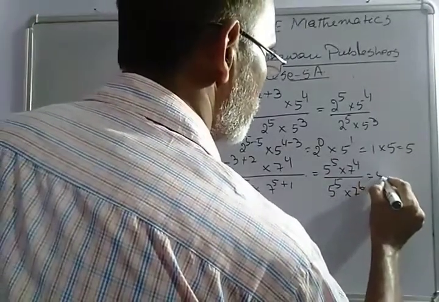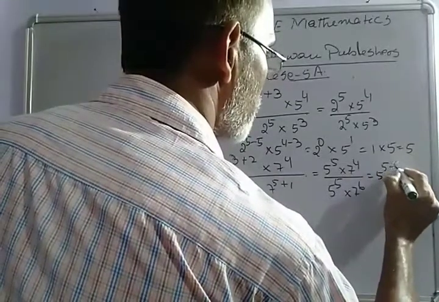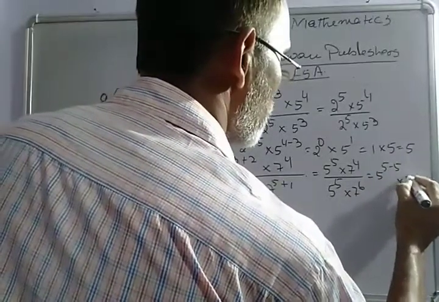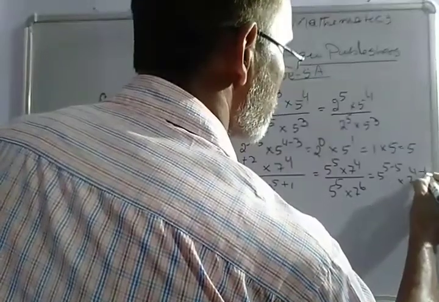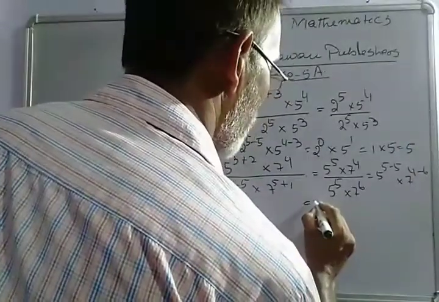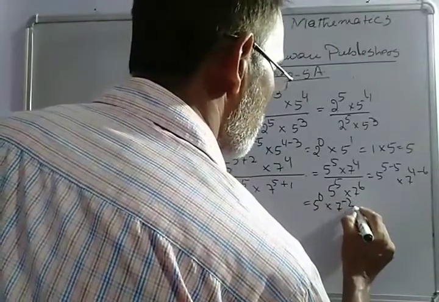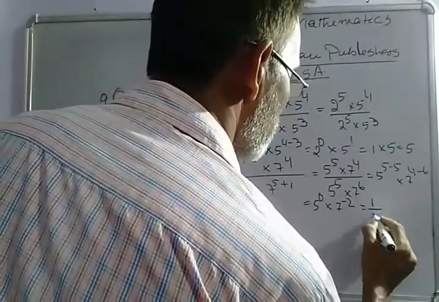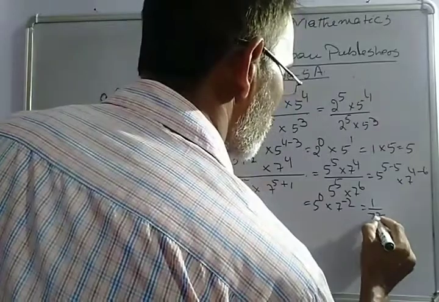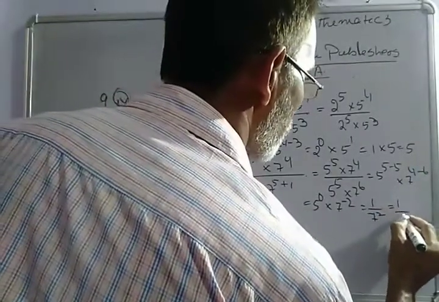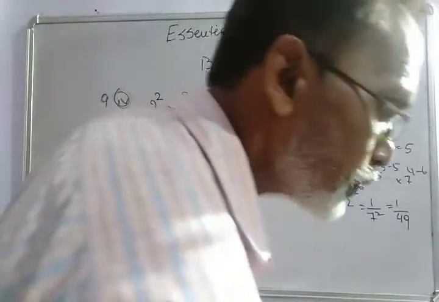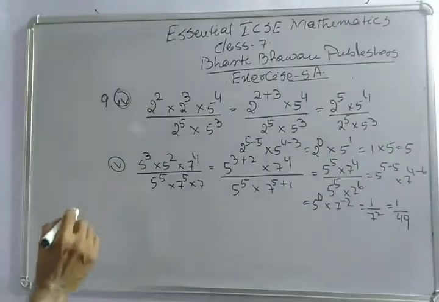So this is equal to 5 to the power 5 minus 5 into 7 to the power 4 minus 6. So this is equal to 5 to the power 0 into 7 to the power minus 2. So this is equal to 1 by 7 to the power 2. This is equal to 1 by 49. So the next one is minus 3 to the power 3.